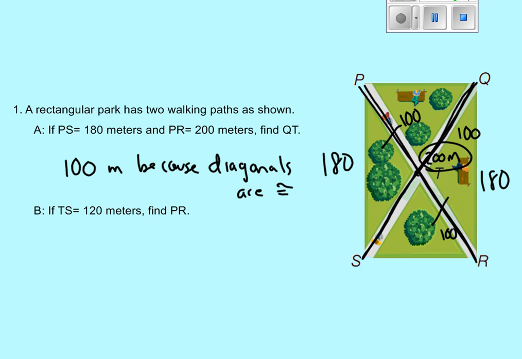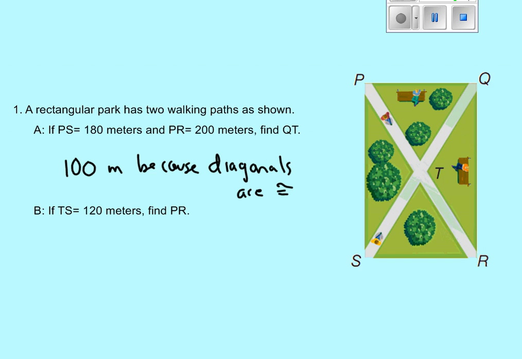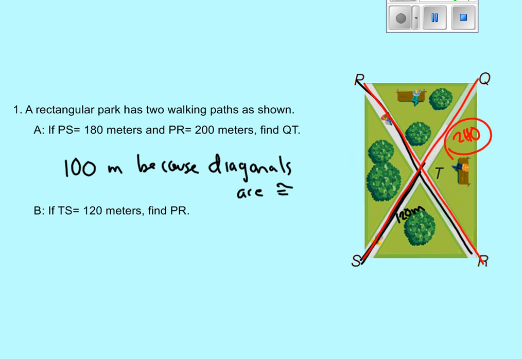So if TS is 120, where's TS? So right in the middle there, that's 120. Find PR. So flipping that around, this is 120. The whole thing then has got to be 240. So that means this thing has also got to be 240.